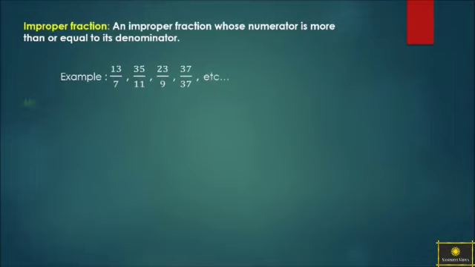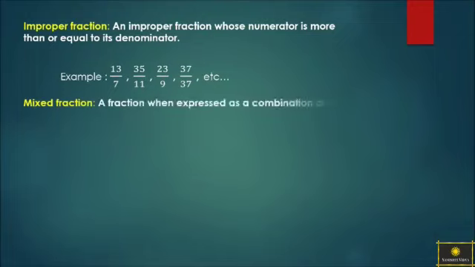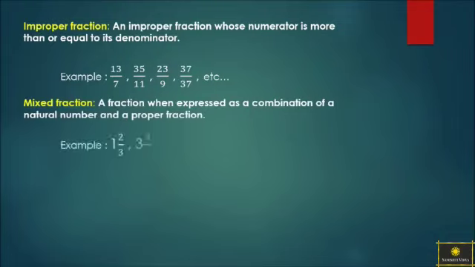Now let's learn what a mixed fraction is. A fraction, when expressed as a combination of a natural number and a proper fraction, is called a mixed fraction. For example, 2 and 3 by 4, 4 by 7, 1 by 9 are mixed fractions.